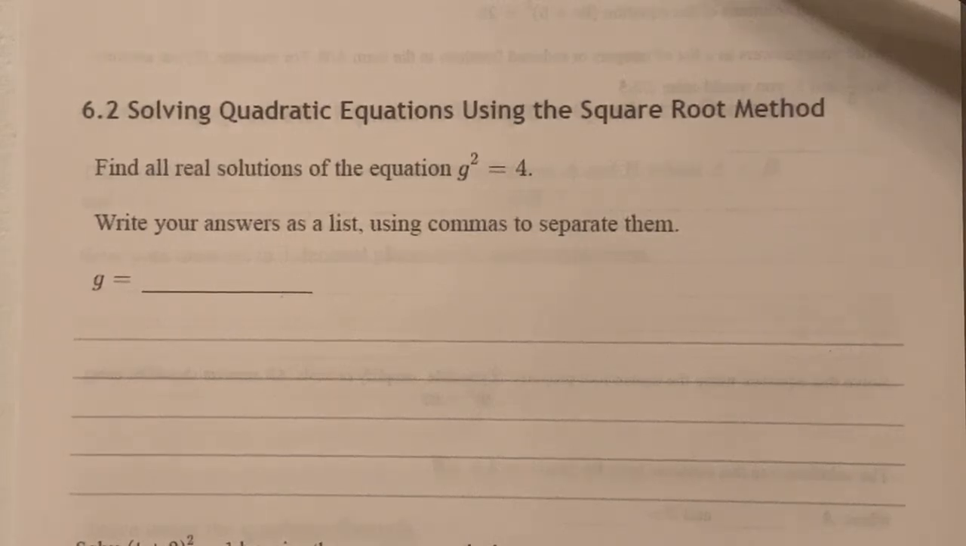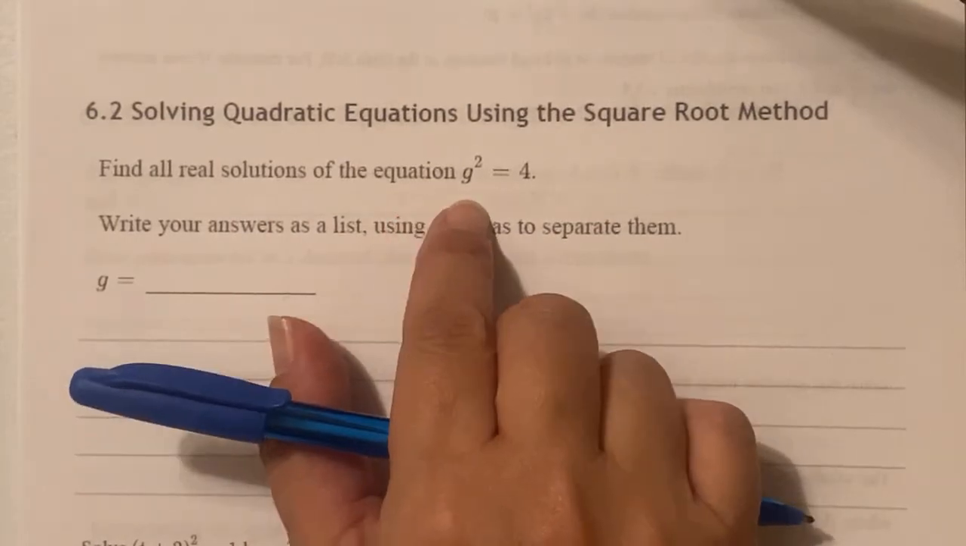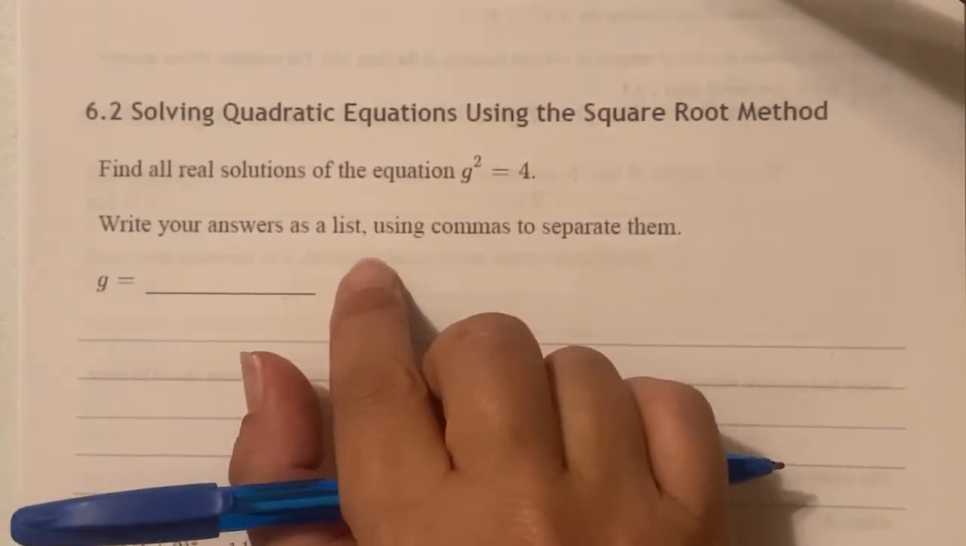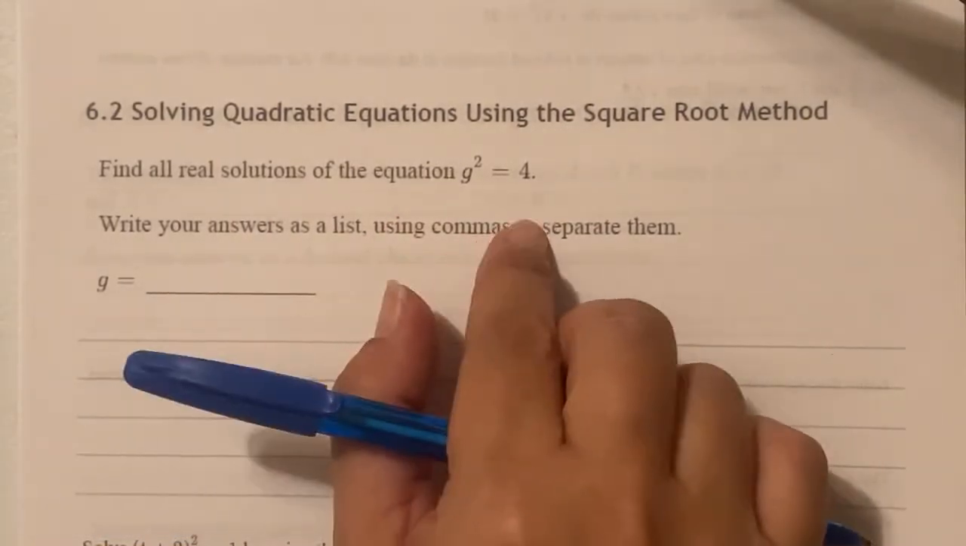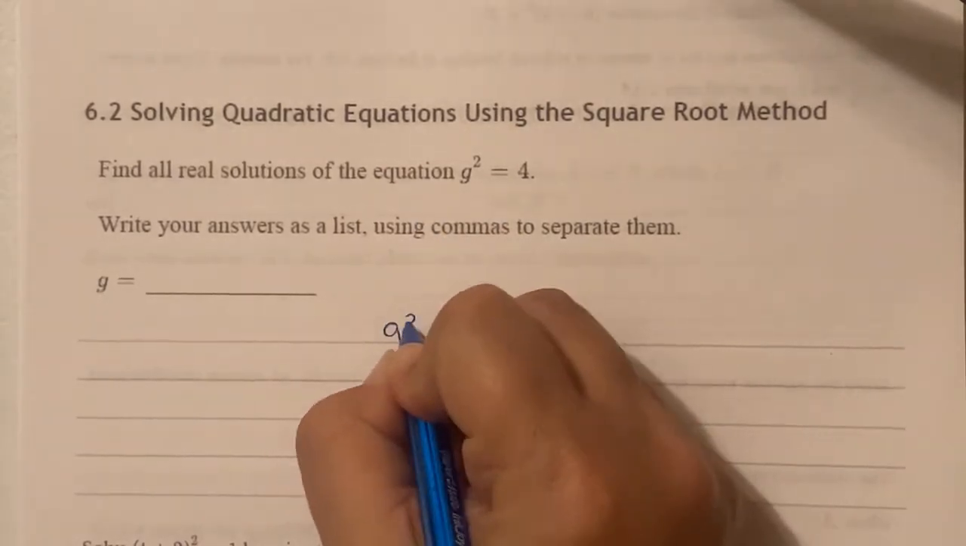Okay, 6.2, solving quadratic equations using the square root method. So in this method, we're applying the radical properties. It says find all the real solutions of the equation g squared equals 4, and then write your solutions as a list using commas to separate them. So remember, g squared equals 4.